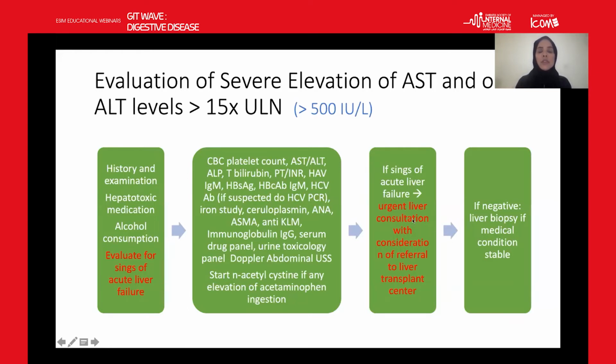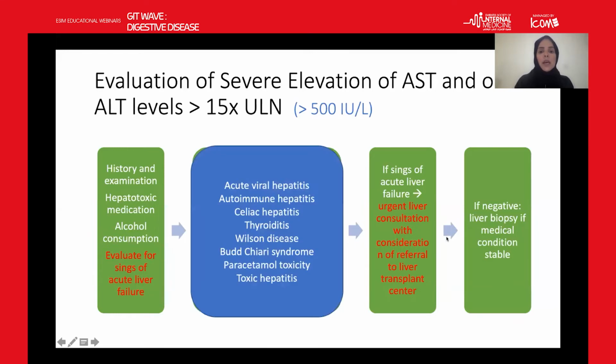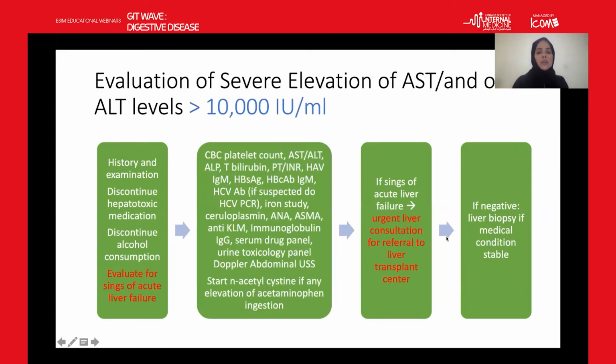And if all are negative and you could not find any etiology, and the patient is in stable condition, you can perform a liver biopsy. And the other condition is when the patient has massive elevation of ALT/AST. Again, it is the same process as the previous, and the main concentration is to look at whether the patient has signs of acute liver failure. And the etiology is almost the same as the previous slide, but more aggressive.